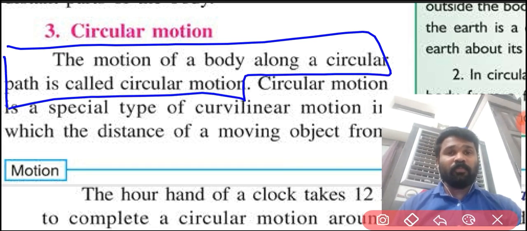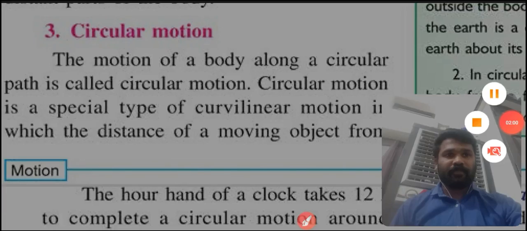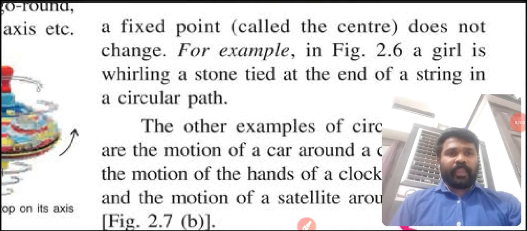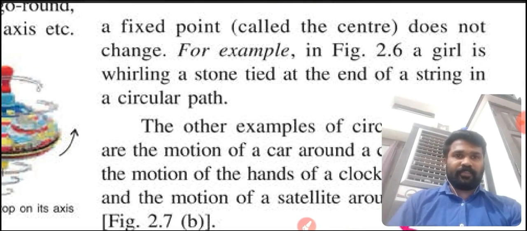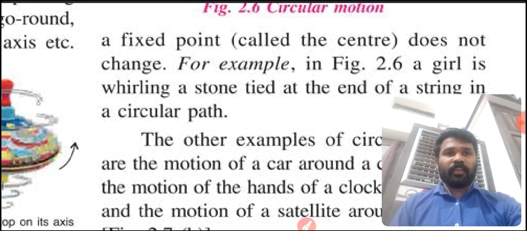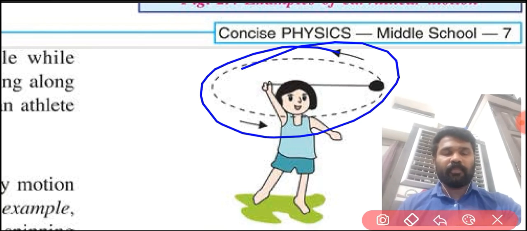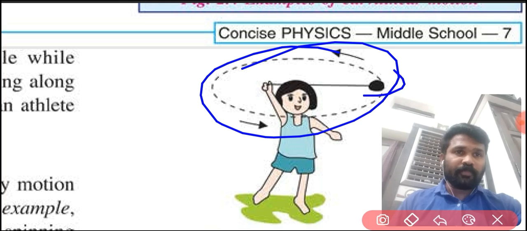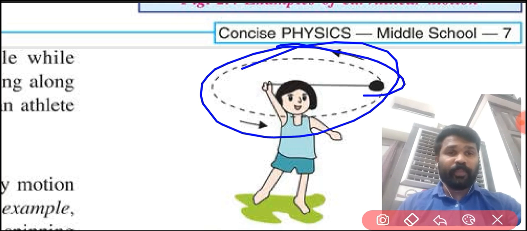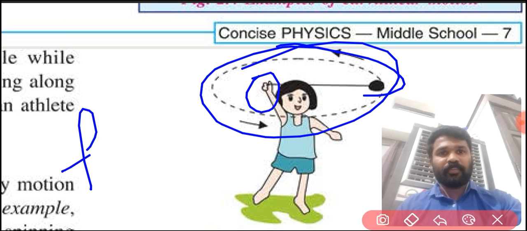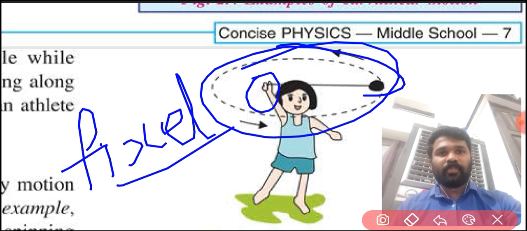Okay students, circular motion is a special type of curvilinear motion in which the distance of a moving object changes from one place to another, but its center does not change. Here you can see the first diagram. The body is moving from one place to another. It is rotating, it is moving in a circular way, but the center, you see, is not changing. It is a fixed point.